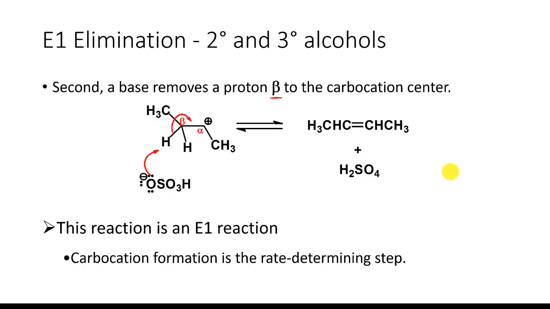Water ends up leaving the molecule to form a carbocation. Now, once that carbocation forms, the conjugate base of the acid can come in and eliminate the hydrogen in what we call a beta elimination, because it's coming off the carbon beta to the original functional group. Again, following Zaitsev's rules, we get a more substituted double bond.